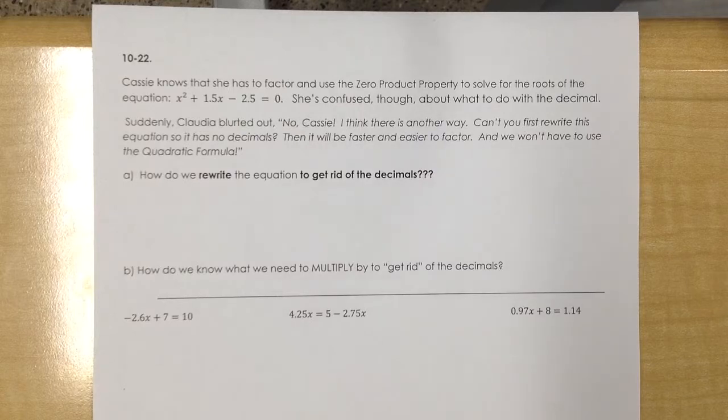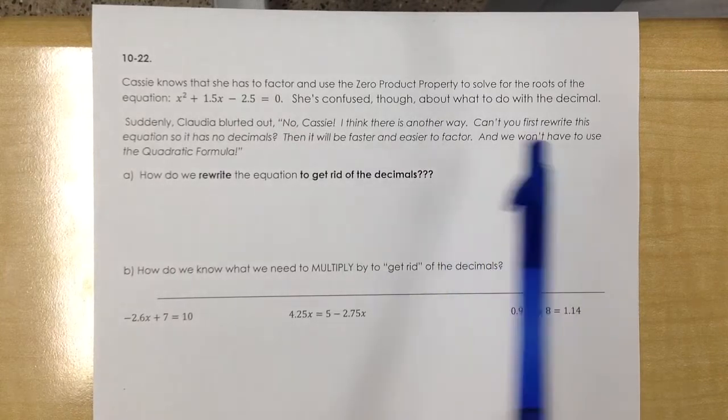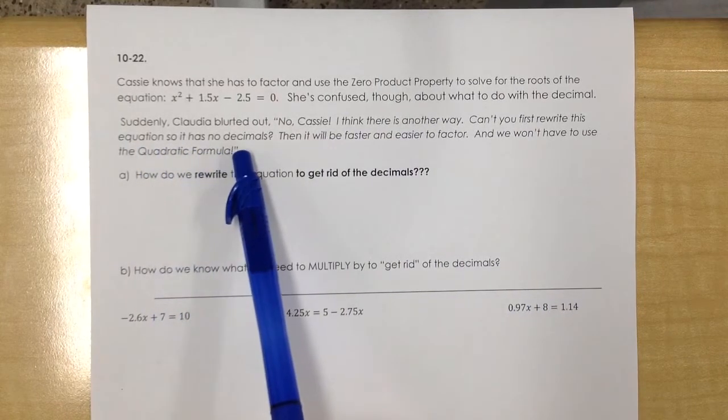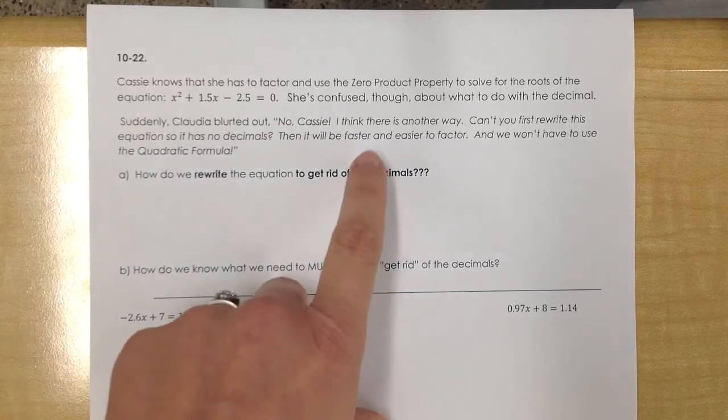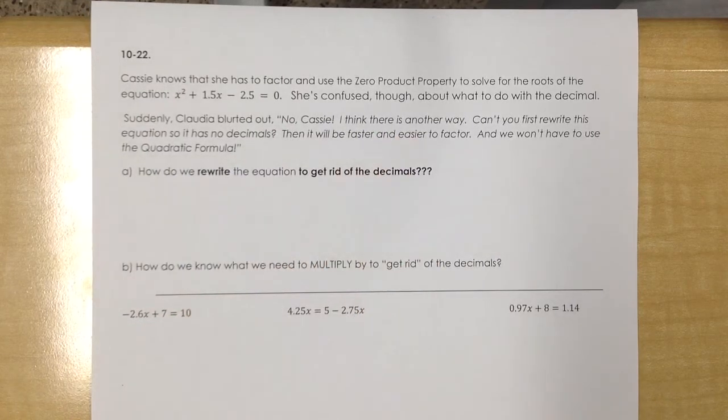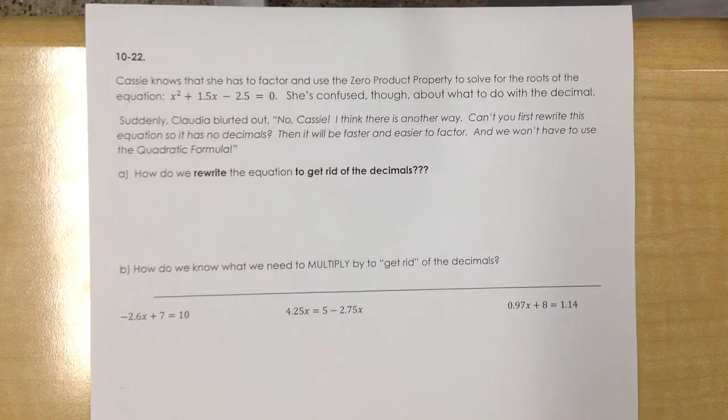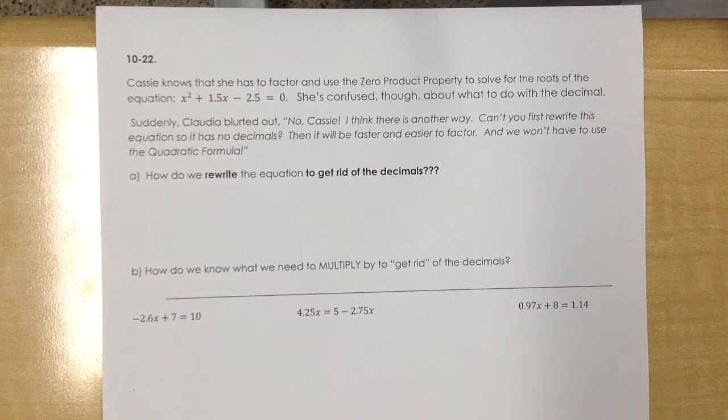Suddenly, Claudia blurted out, "No, Cassie, I think there's another way. Can't you first rewrite this equation so that it has no decimals? Then it will be faster and easier to factor. And we won't have to use even the quadratic formula." So the first question is, how do we rewrite the equation to get rid of these decimals?